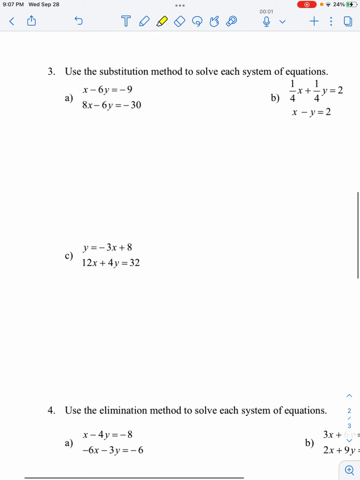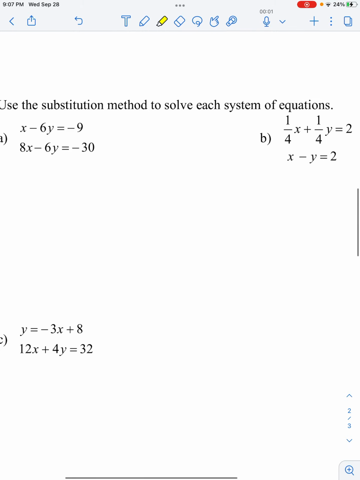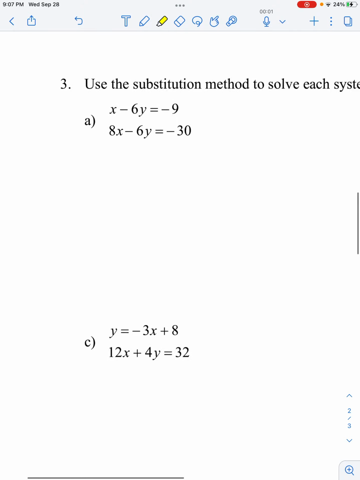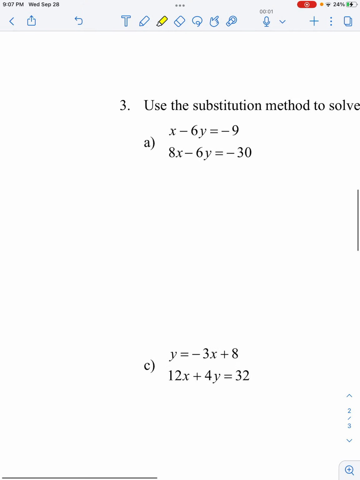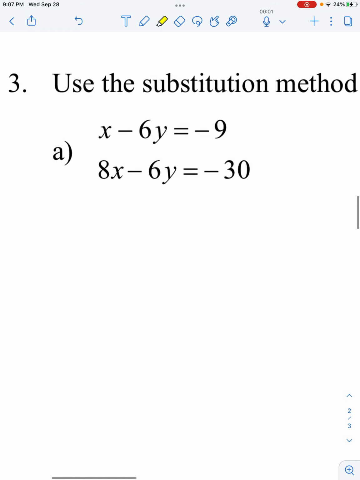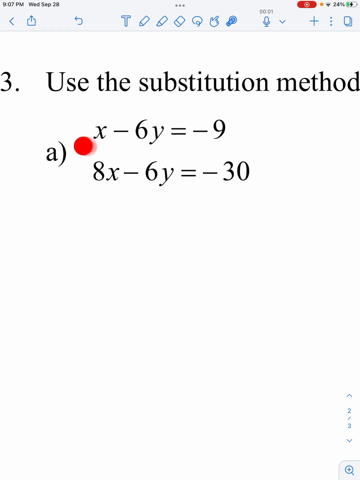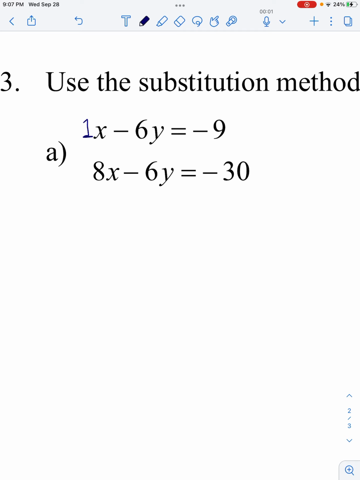Now down here, we're going to use a method called substitution to solve each system of equations. So instead of graphing and finding the intersection point, we're going to use substitution, okay? This is good for when you have a variable in one of your two equations with a coefficient of 1. So right here, the x in my top equation has a coefficient of 1. That's when it's good to use this strategy, okay?